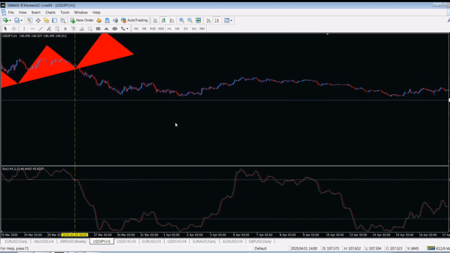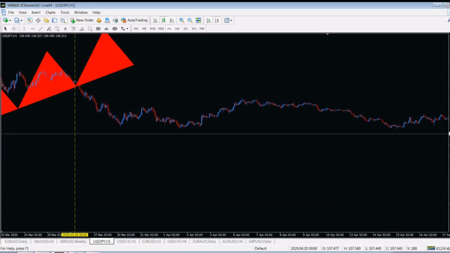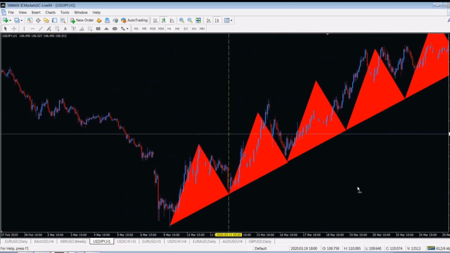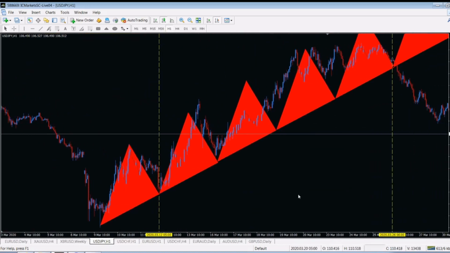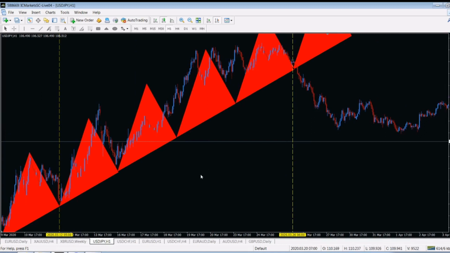I've still got an indicator, let me take it off, this stochastic. Maybe later on I'll tell you something about this stochastic. It looks like that when you magnify it, when you zoom in on this chart. So that's why I prefer to use those triangles.